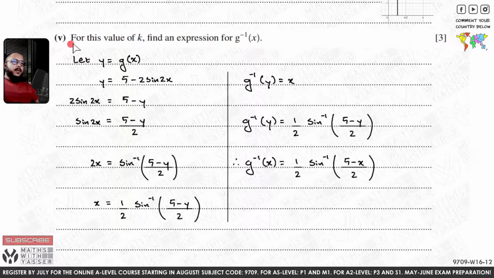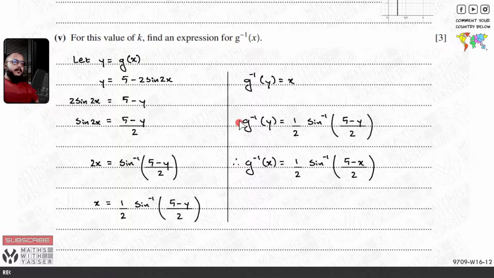In the next part of the question, for this value of k, we need to find an expression for g inverse of x. So let y equal g(x). So y equals 5 minus 2 sin 2x. So 2 sin 2x equals 5 minus y. So sin 2x equals (5 minus y) over 2. Therefore, 2x equals sin inverse of (5 minus y) over 2. Or we can say x equals half times sin inverse of (5 minus y) over 2.